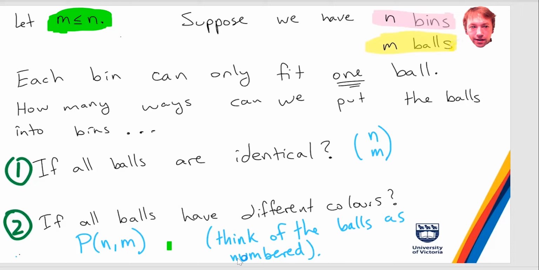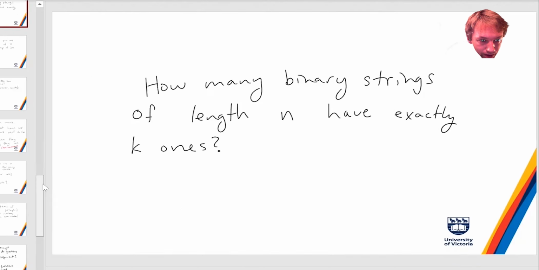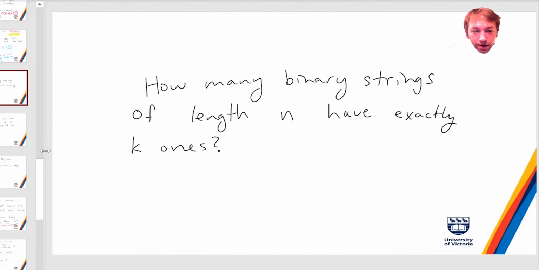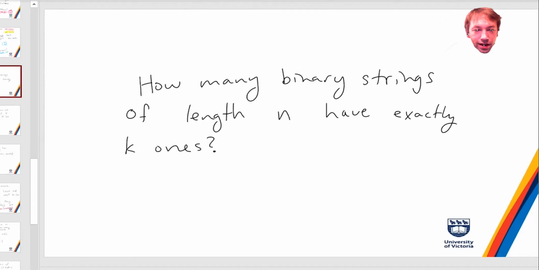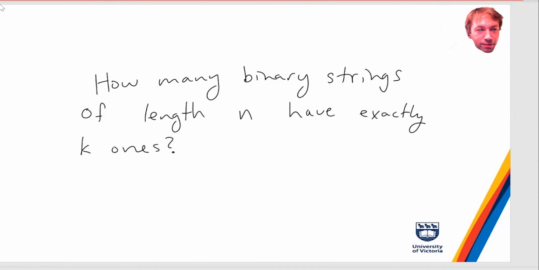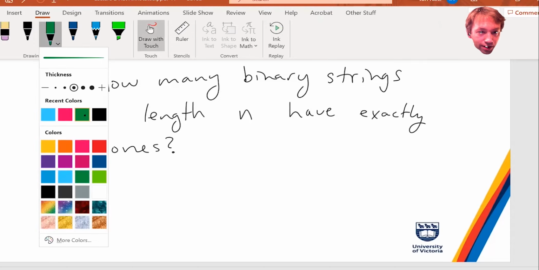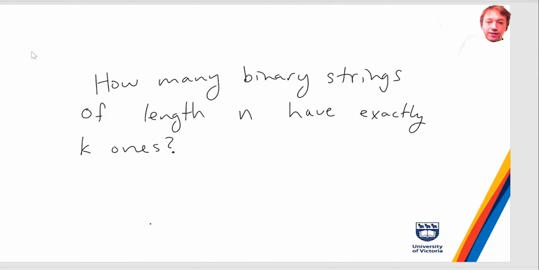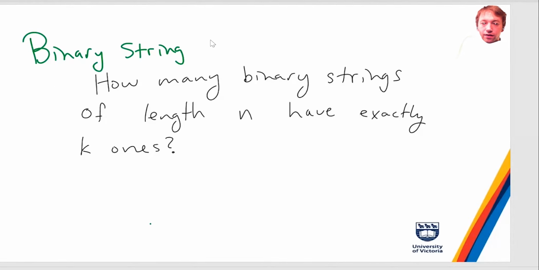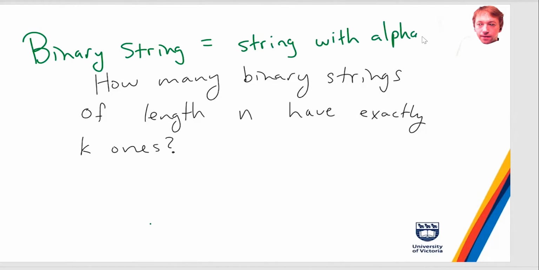Okay. Any questions about this? Yeah, okay. So does anyone know the answer to this? Do we remember what a binary string is? A binary string is a string where all of the entries are 0 or 1. So it's a string with alphabet 0, 1.